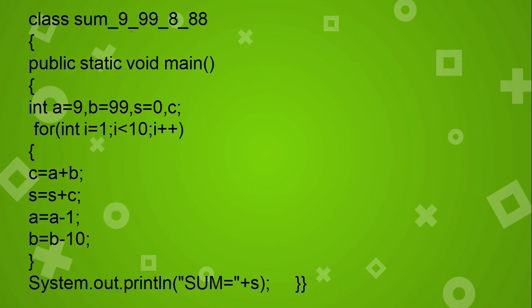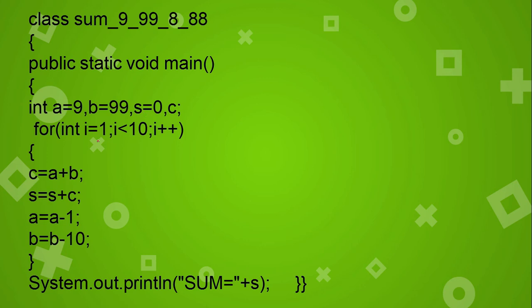The next program is 9 plus 99, 8 plus 88, 7 plus 77, 6 plus 66, then up to the last, 1 plus 11. So we need to add the sum. Okay. So we are knowing these values. 9 then 99. These are the two values that I have assigned to two variables. a is equal to 9, b is equal to 99. This is a variable to keep the sum.